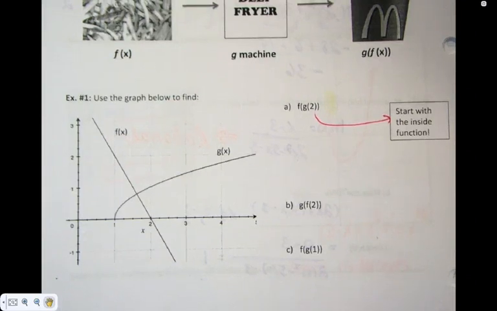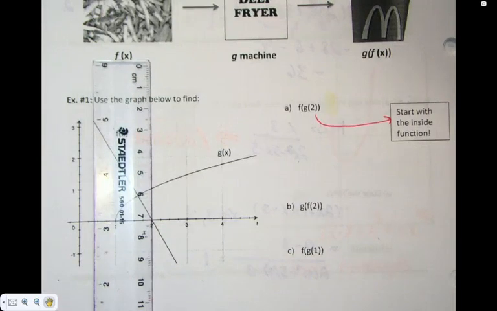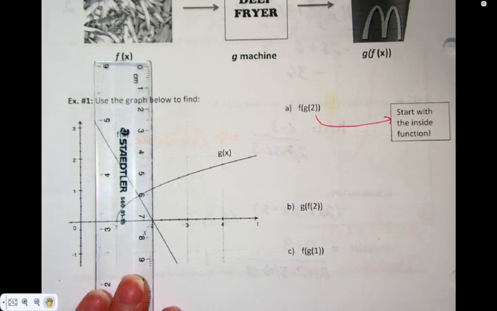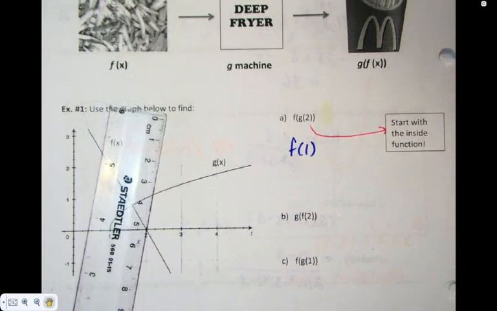And what does g of 2 mean? It says go where x is 2, go up to the g function, and figure out what the y value is. Okay, go where x equals 2, go up to the g function, figure out what the y value is. It's 1. So putting the f there because I haven't touched it yet, the inside is equal to 1. That's called the inside function.